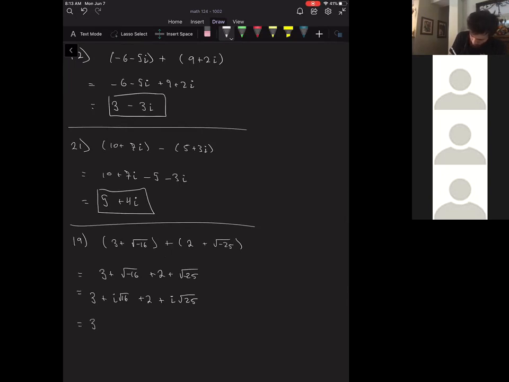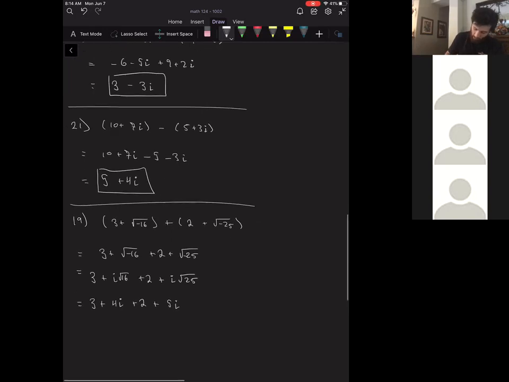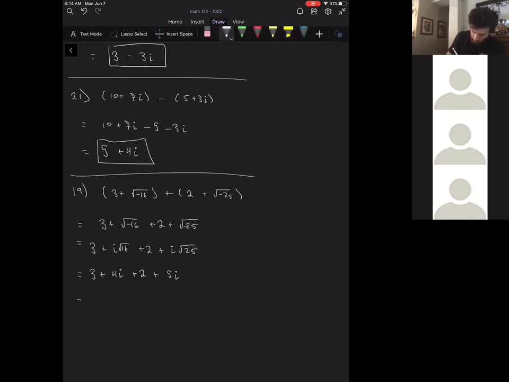So we have 3 plus, and we know the square root of 16 is 4. So we have 4i plus 2. And we know the square root of 25 is 5. So 5i. And then combine the like terms, we have a 3 and a 2. So that gives us 5. And then a 4 and a 5. So that gives us 9. So 9i.